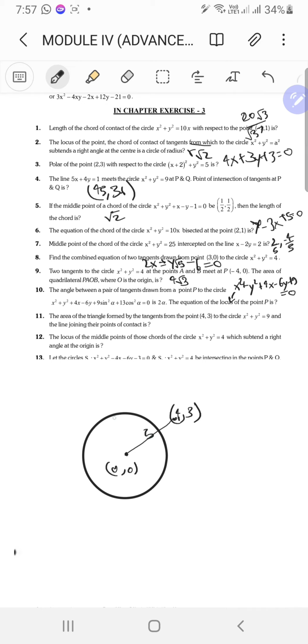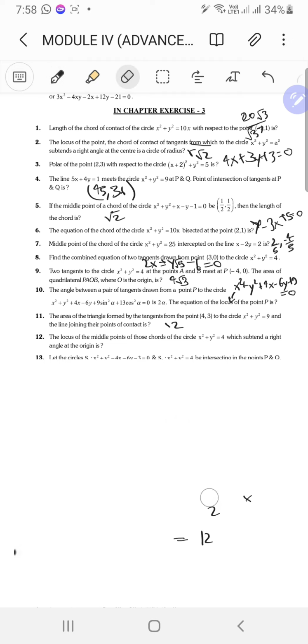Okay, this is like the tangent stuff. So this should be 4, and this should be 4, and this is 90 degrees. So that's pretty easy. It's just 2 times half into 3 into 4, right? This gets cancelled, so 3 times 4 is 12. That was a little too easy.